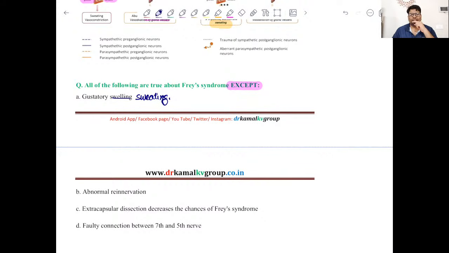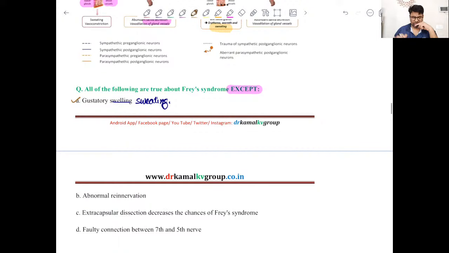This should be gustatory sweating. So what about option A? Is it correct or is it wrong? Tell me. Option A, is it correct or is it wrong? Yes, I am waiting for your responses. Just write T for true, F for false. I'll understand your answer. Yes, perfect, perfect. So this is a true statement. Yes, Raja, Shanawaz, all of you are correct. Wonderful. So, okay, one thing is clear, that Frey syndrome is gustatory sweating.